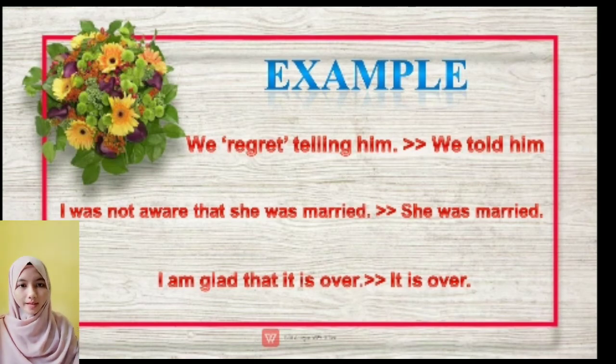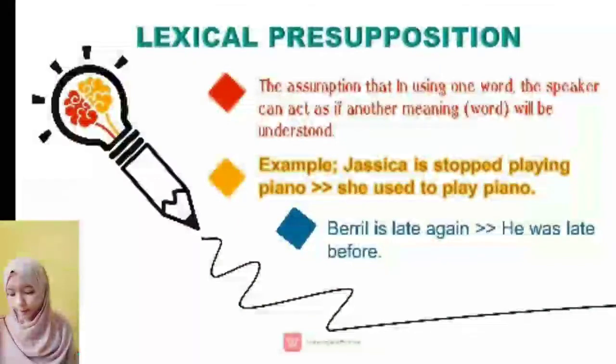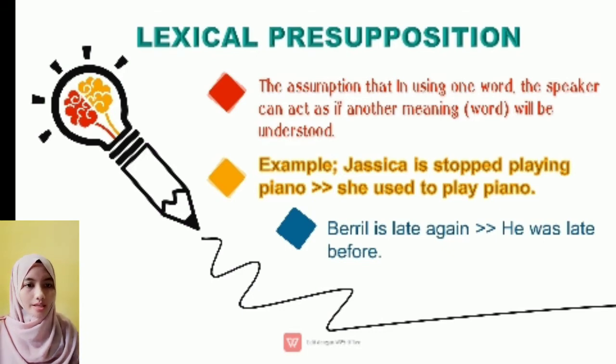Let's come to the third type, that is lexical presupposition. Lexical presupposition is something hidden beside the utterance. The definition here says the assumption that in using one word, the speaker can act as if another meaning will be understood. Look at the example. Jessica has stopped playing piano. It means she used to play piano. The thing hidden from this example is that she used to play piano.